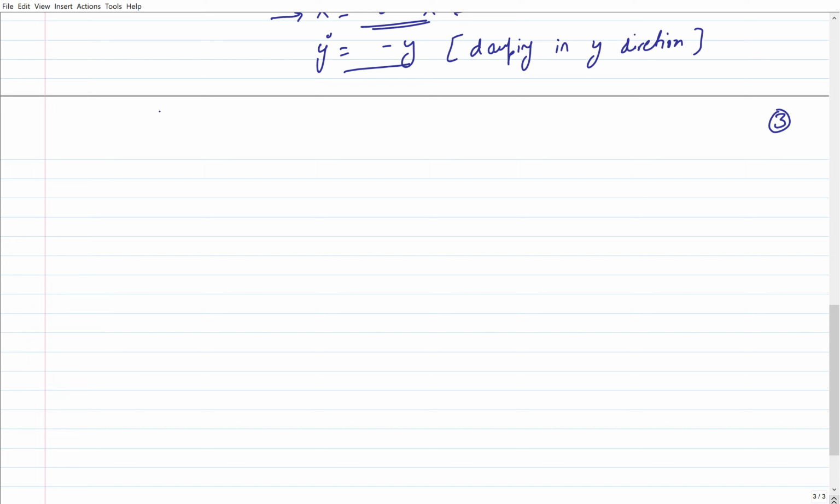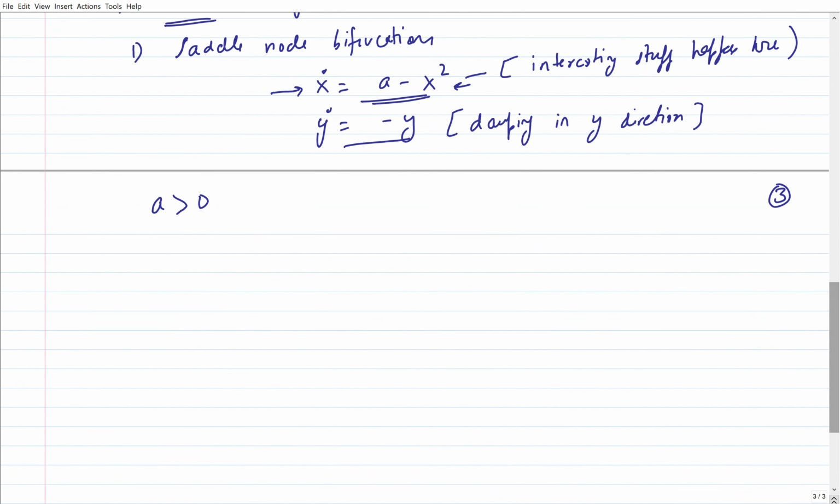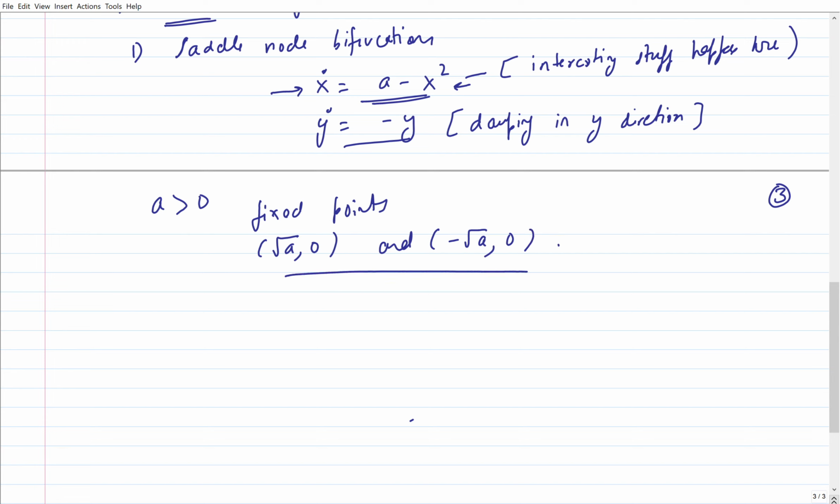So for example, for a greater than 0 in the system, I have fixed points, and so these are the fixed points. Remember, there are no fixed points for a less than 0 because these guys are imaginary.